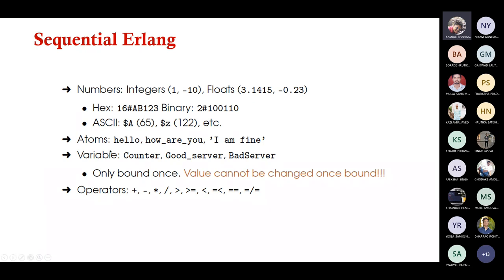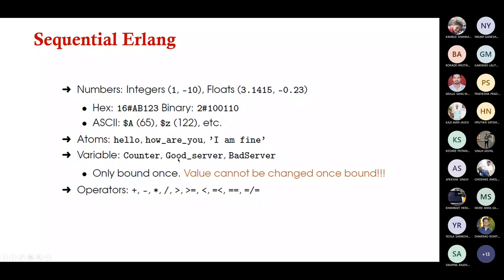Okay, then we come to what is called atoms. Now this is also a very important feature of sequential Erlang. Now when you specify atoms, it is basically a string. Hello, how are you? I am fine. You write it in single quotes or you can have underscores in between. So all these will represent an atom.